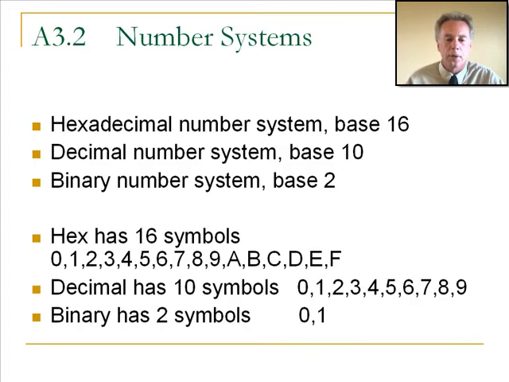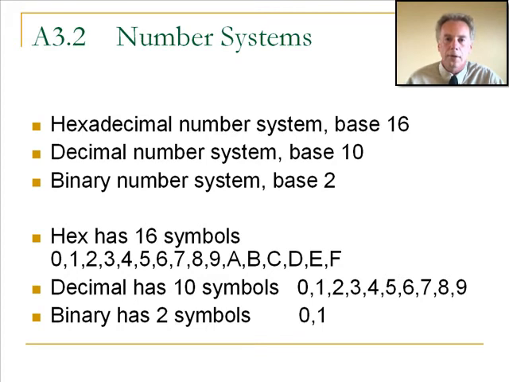Well, hexadecimal, or sometimes we'll just call this hex, is base 16. In the previous appendix, we compared base 10, the decimal number system that we've been using all our lives, and base 2, or the binary number system. In base 16, or the hex number system, we have 16 symbols to work with. Similarly, in decimal we had 10 symbols, and in base 2 we had 2 symbols.